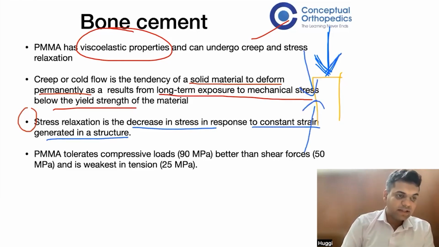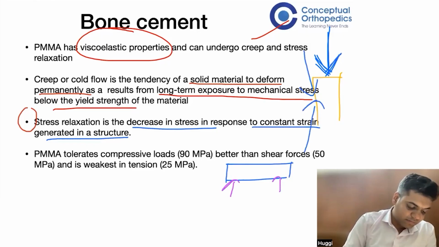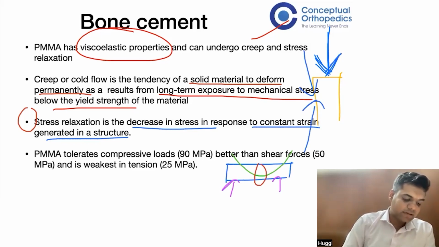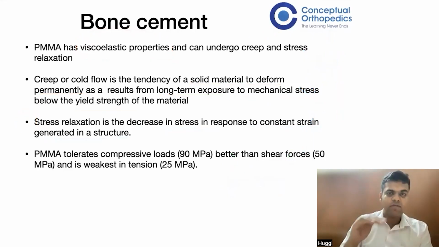The most important is it is weakest in tension. That means if this is the cement mantle, and I put pressure here and I put pressure here, the cement deforms like this and it breaks at this point. This is the tension. So this tension force, it is weakest. It cannot tolerate it. It is all because of the secondary property of the stress relaxation and your yield point. Okay, remember this important point. I'm building the basics from this, how each and everything keeps on adding to it.